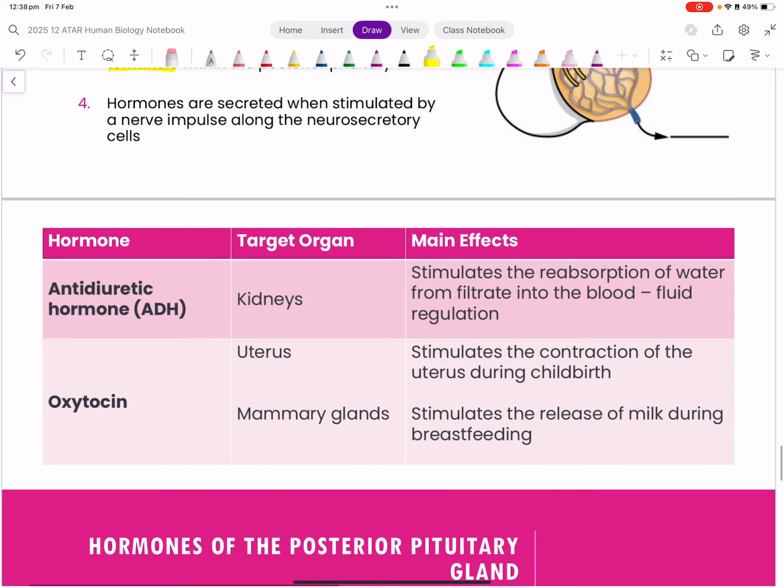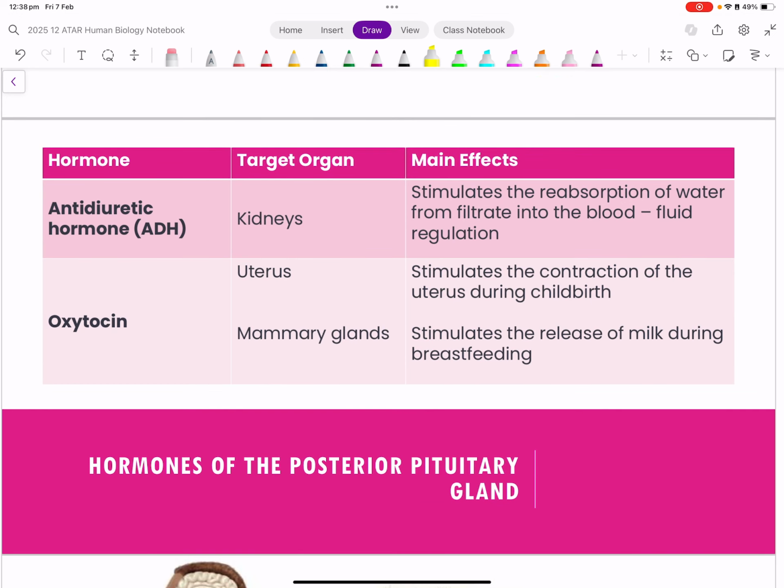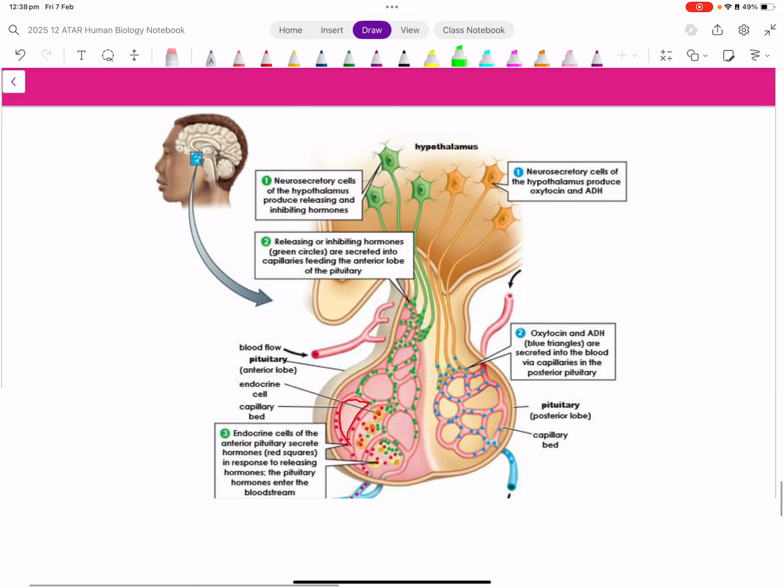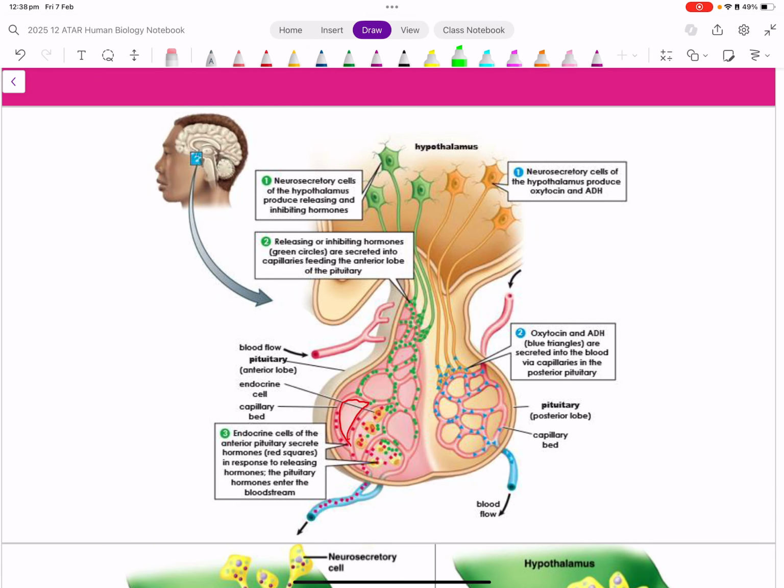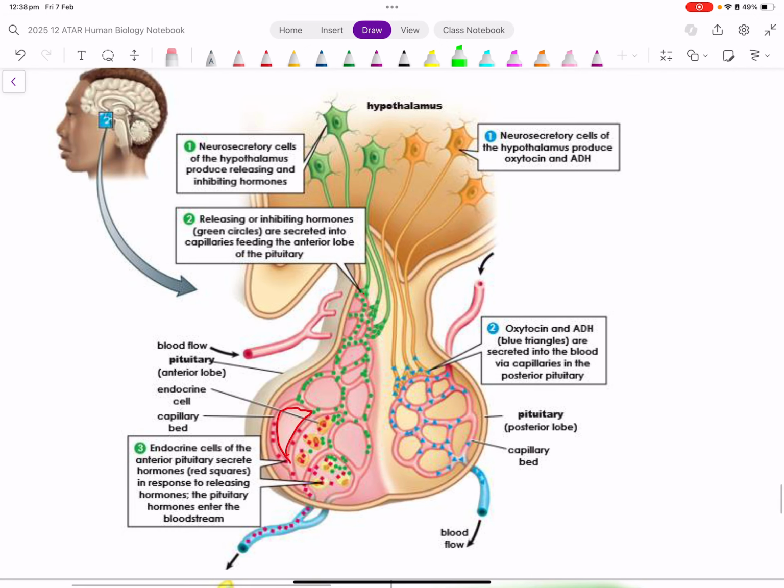So the hormones of note in this case, one will be familiar from last year, which is oxytocin, and a new one for year 12 will be antidiuretic hormone. So when we look at another representation, and our final one for today, we can see the following. When we talk about the anterior lobe of the pituitary gland, which I'll highlight over on the left in yellow, we can see that firstly, neurosecretory cells of the hypothalamus are what produce the releasing and inhibiting hormones.